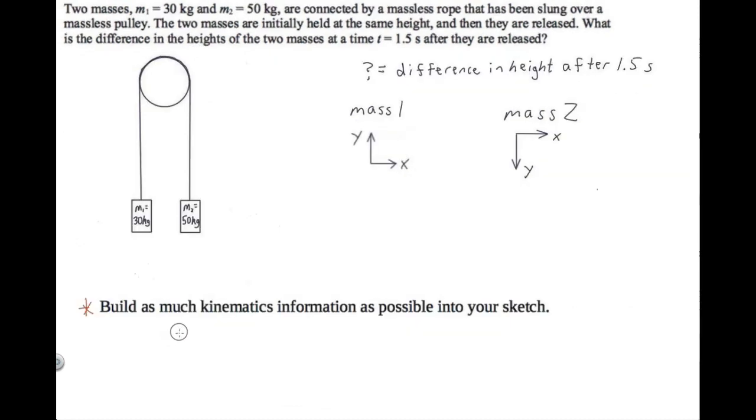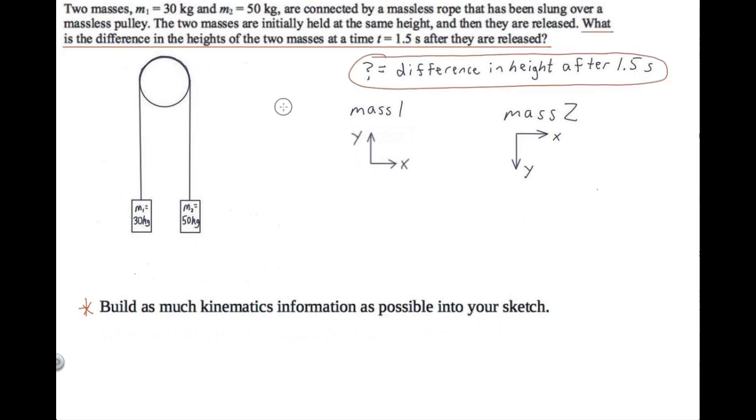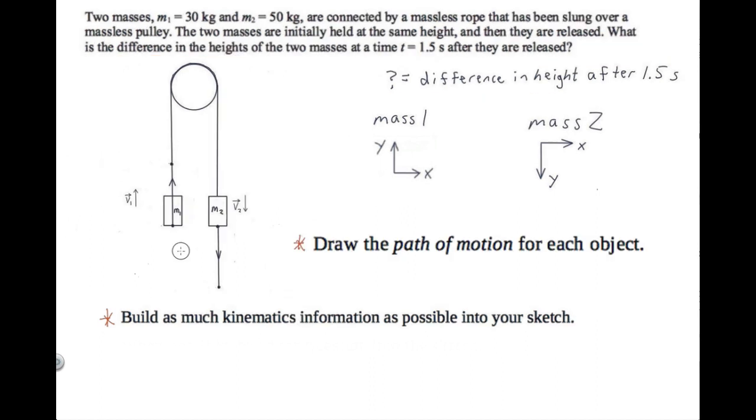For a kinematics problem, we should build as much kinematics information as possible into our sketch. This problem asks us to compare the final heights of both masses. So for this problem, we will build kinematics information about both of the masses into our sketch. I will use this arrow and this arrow to indicate that the objects' paths of motion are from here to here and from here to here.